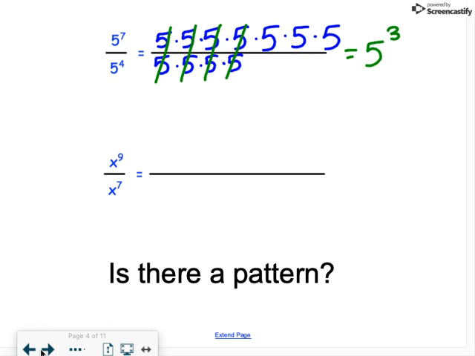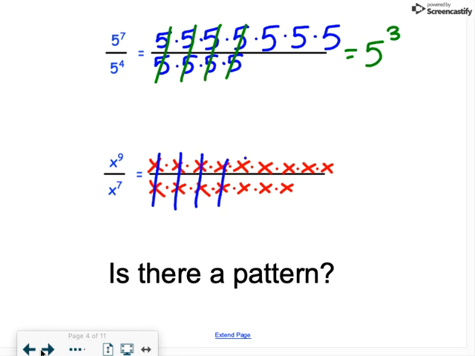So now we move on to this next one here, with x values. We have 1, 2, 3, 4, 5, 6, 7, 8, 9. So we have 9 x's on the numerator there. Then we do this again. We have 1, 2, 3, 4, 5, 6, 7 on the denominator. We look here and see that numerator and denominator have things in common. Let's start canceling those out. We are now left with 2 x's, so we write that as x squared.